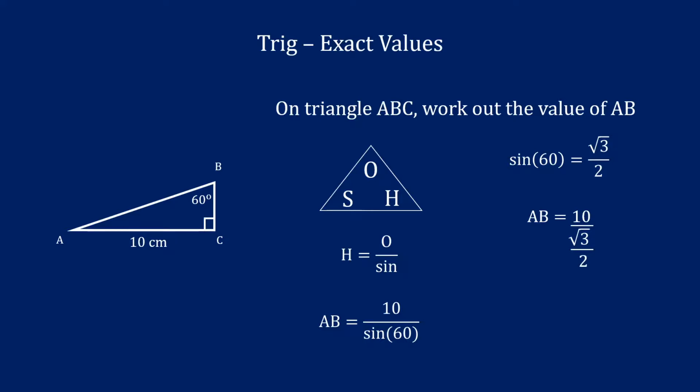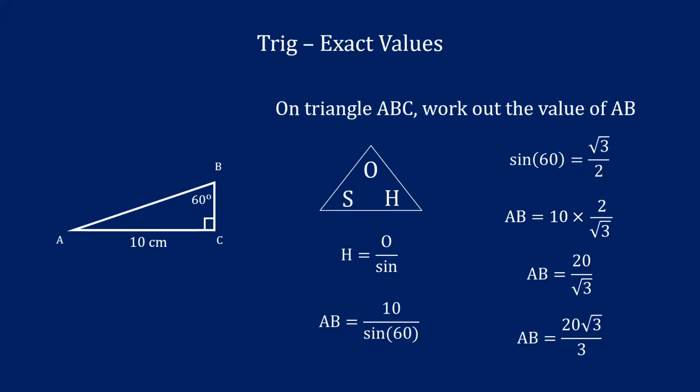Do not freak out with a fraction like this. What you need to remember is if you're dividing by a fraction, what do you do? You're going to keep, change, flip. So the division is going to become a multiplication. Root 3 over 2 is going to become 2 over root 3. Got it? From here is easy. You're going to get AB is 20 over root 3. Rationalize this. You're going to get AB is 20 root 3 over 3. And you're done. You leave it like that.